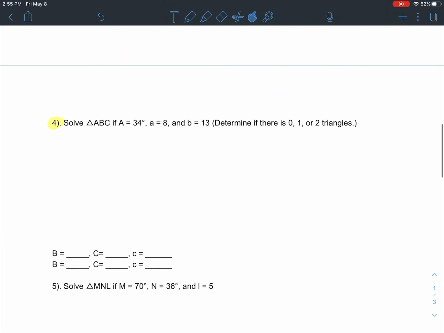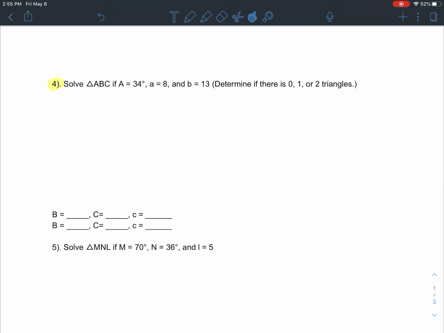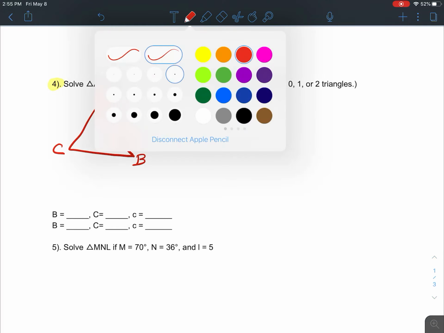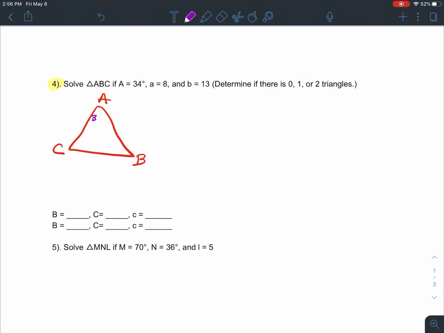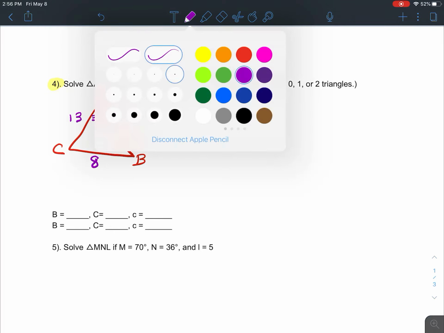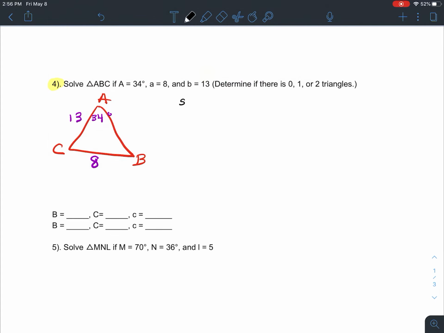We're going to take a look at number 4. Directions were similar. They're asking us to figure out how many triangles you could make from this. So let's go ahead and jump in. I'm going to draw a picture of triangle ABC. I'm going to then label onto the picture angle A is 34 degrees, side A is 8, and side B is 13. Then I'm going to proceed to set up law of sines.